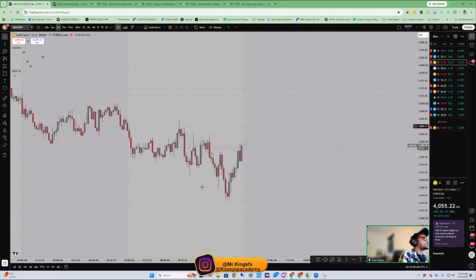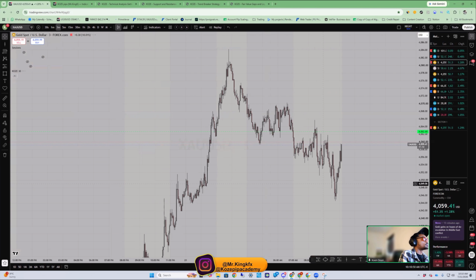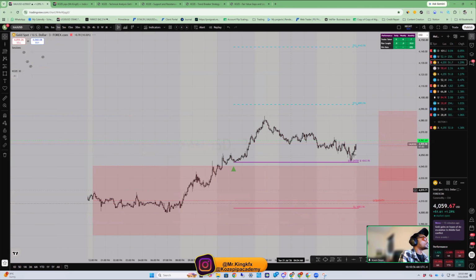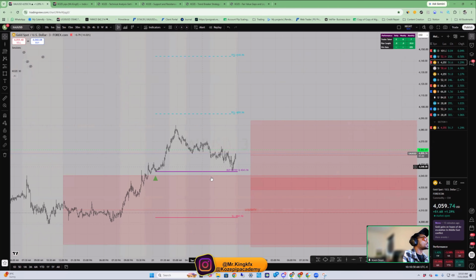Gold, we don't really have anything. Gold is kind of just playing, dropping back down. It's getting to this entry. This is a Koze 30 entry actually. So Koze 30 does the same thing. We're going to get our entry calls out, and they're going to be right here.